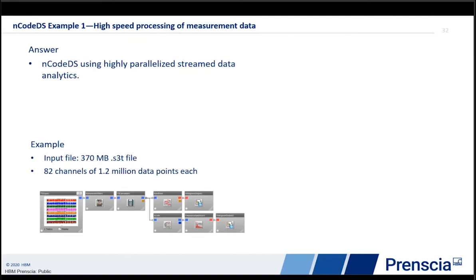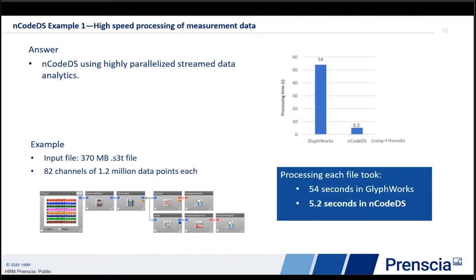In GlyphWorks, the process would look something like this. We've come through, filter it, etc. Go through the various steps to create the analysis results. In GlyphWorks, the analysis process just for that one file would take 54 seconds. In nCodeDS, it takes 5.2 seconds, so it's over 10 times faster for processing of that data.